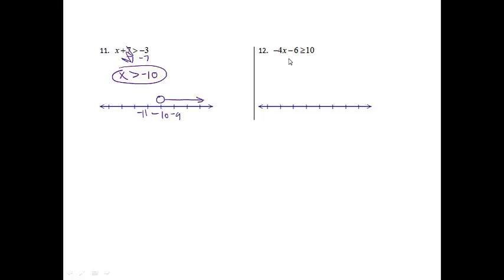Number 12, negative 4x minus 6 is greater than or equal to 10. So here to solve, we're going to add 6 to both sides first. So we'll get negative 4x, 6's cancel out. I'll still have my greater than or equal to sign. 10 plus 6 is 16.